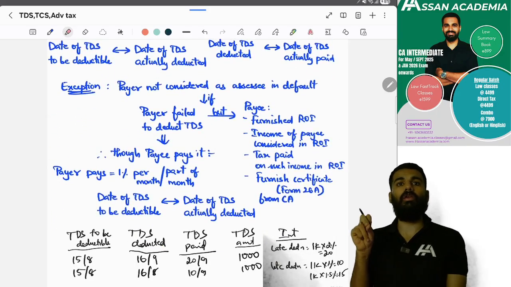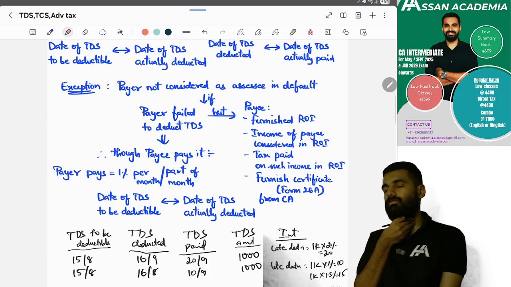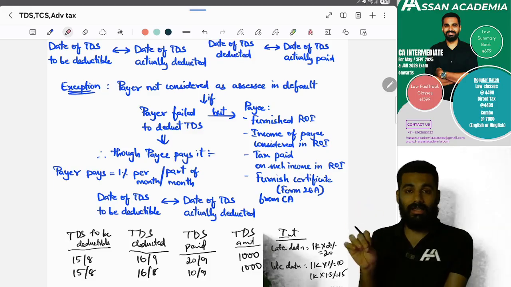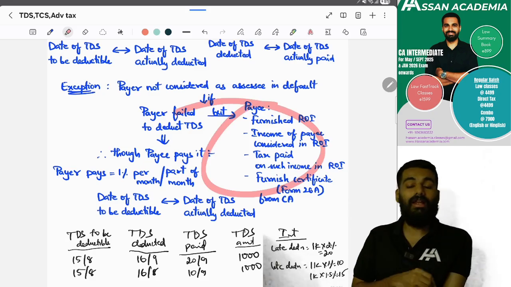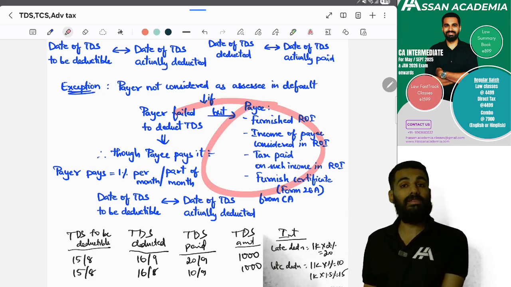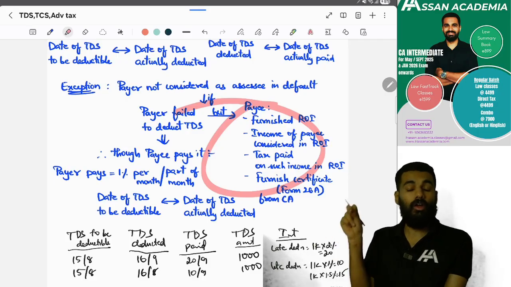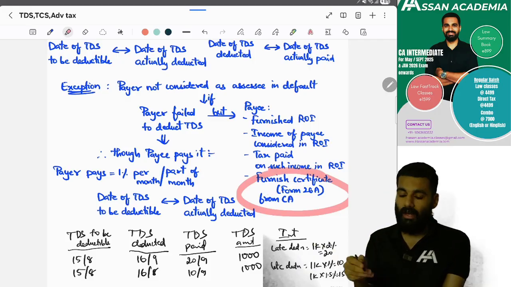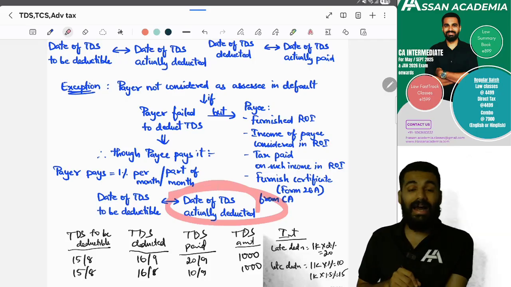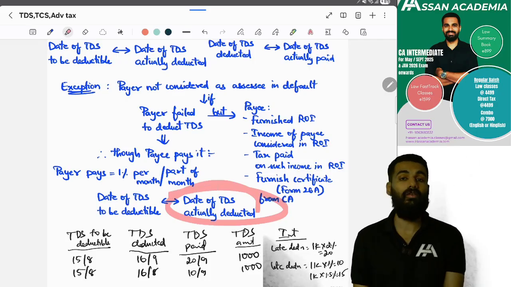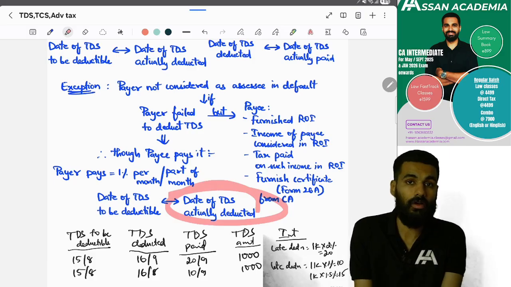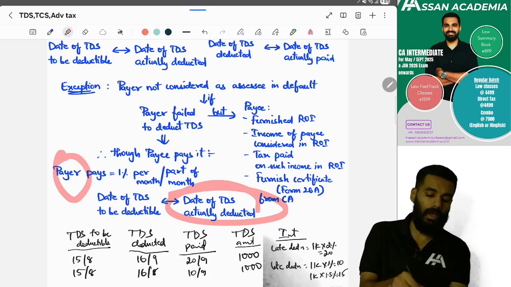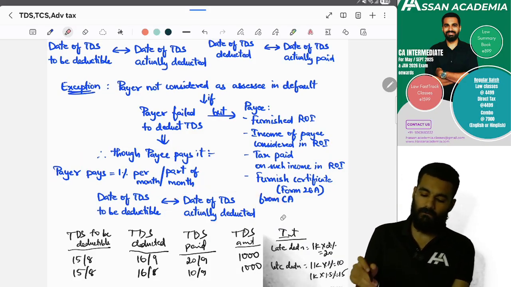But even if the payer did not deduct TDS, if the payee has filed the return of income and the payee has paid the tax for that particular income, then on getting the chartered accountant certificate, till the date the payee has furnished the return of income, 1% interest will be paid by the payer. Yes, sir. Yes.